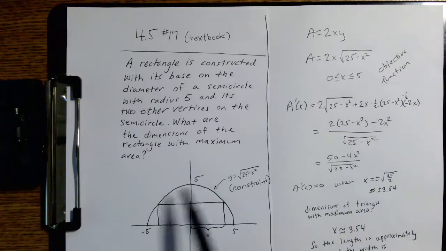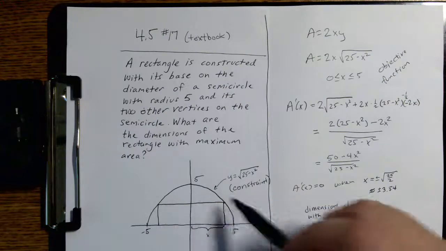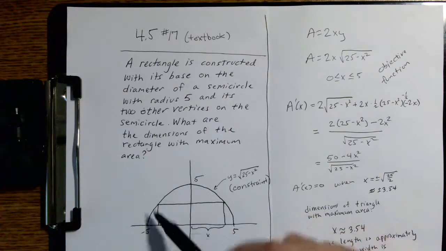So we've got this semicircle of radius 5. I centered it at the origin for convenience, and they tell us that two vertices are on the diameter. Okay, so those are on the x-axis, the way that I drew that. And the other two vertices are on the semicircle. So we've got this kind of setup.